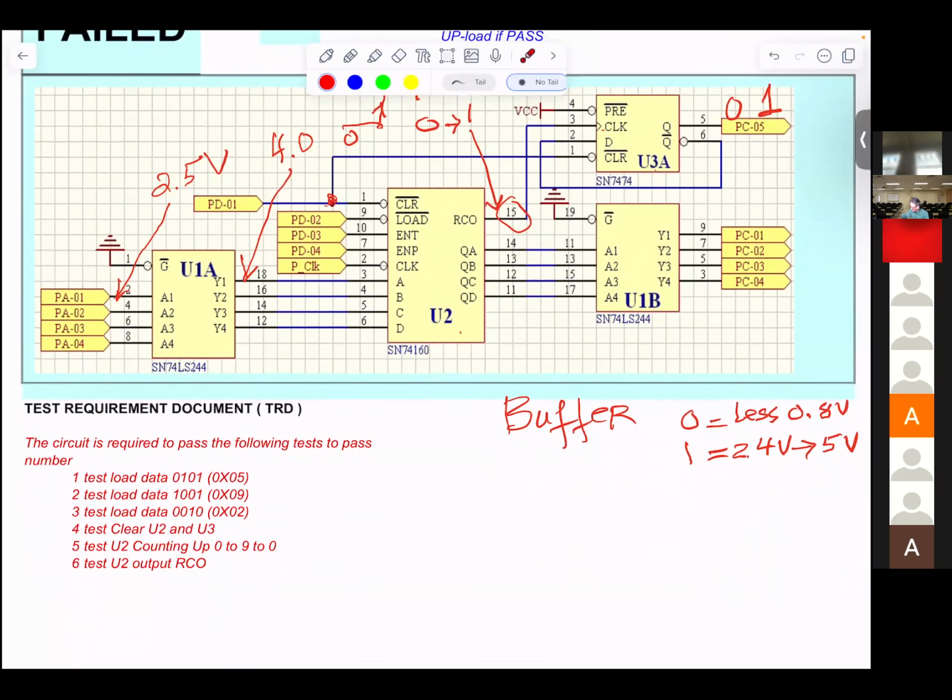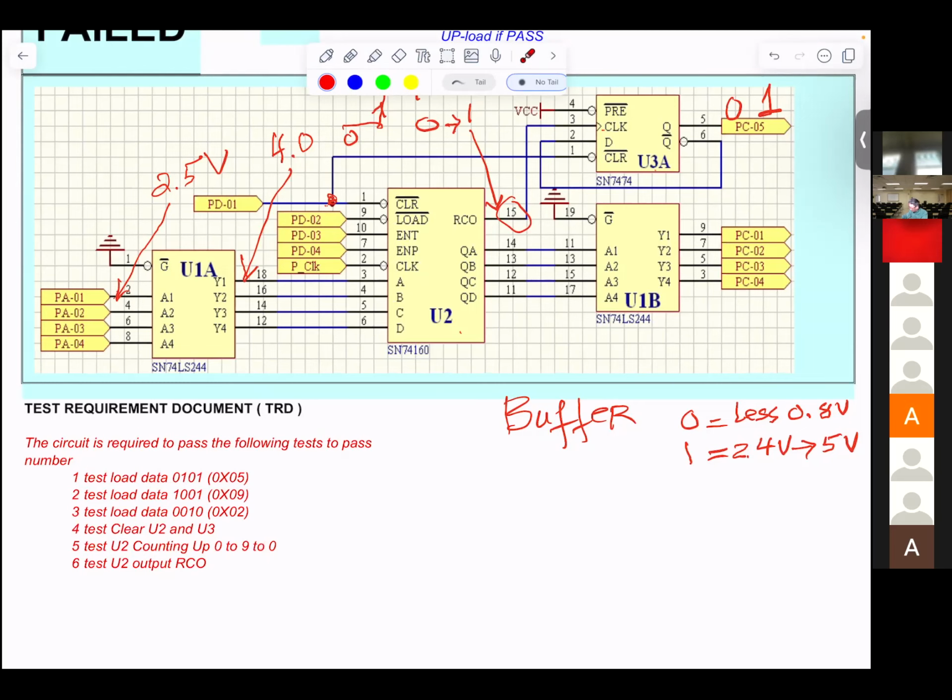Okay, if you're looking into the document here, TRD, what they want: test load data 0101, test load data 1001, test load data 0010. After that, you test the clear, okay, U2 and U3. That means you apply the clear, okay? So the output here will be 0, and this guy also will be 0. Then number 5, test U2 counting up 0 to 9 and to 0.